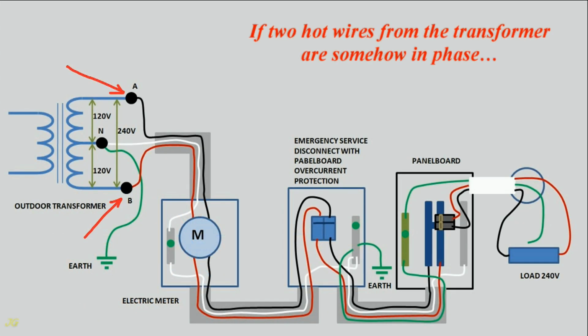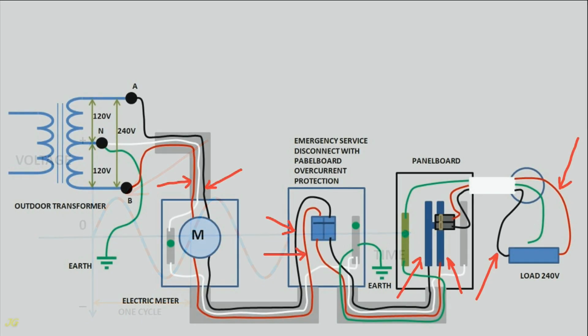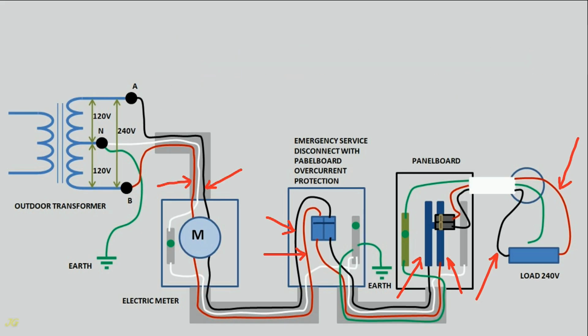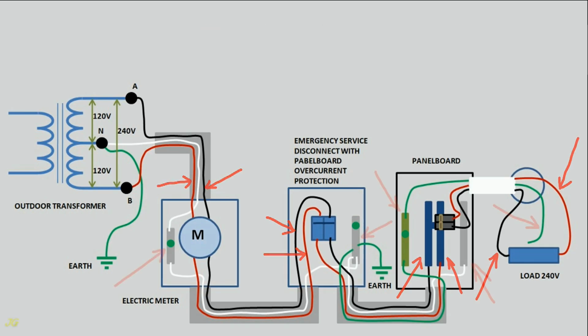If two hot wires from the transformer are somehow in phase, both voltages from the same phase will reach their voltage peaks simultaneously, and therefore there will be no potential difference between them and consequently no current flow between them. The voltage will be present in all hot wires, but there will be no current flow.